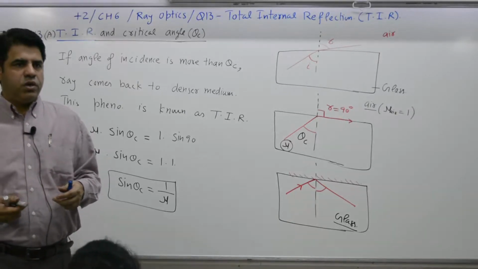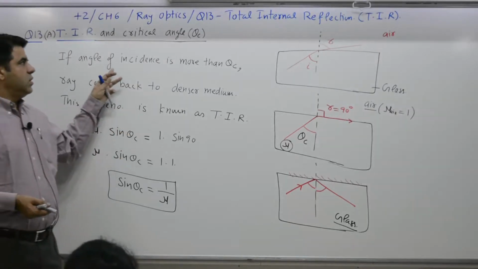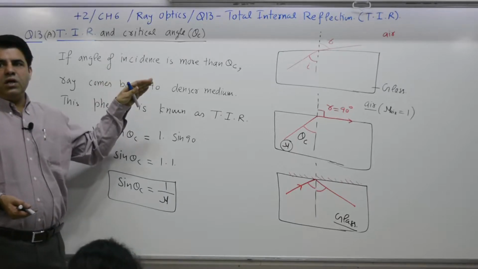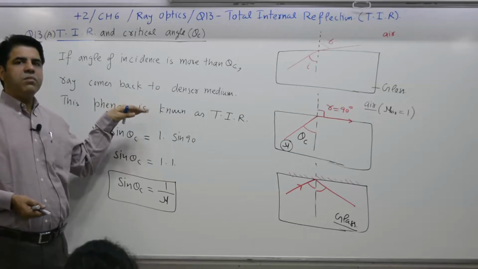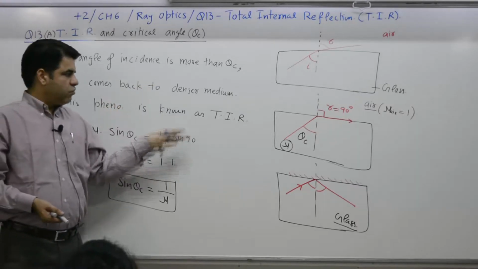For the 2 marks board question: what do you mean by the term TIR, total internal reflection? What is critical angle, theta critical? And you have a number of objective questions. 3 minutes with you to write.